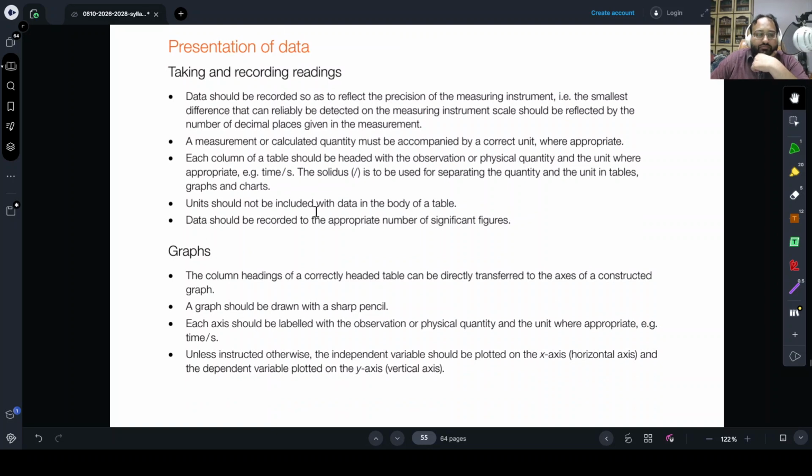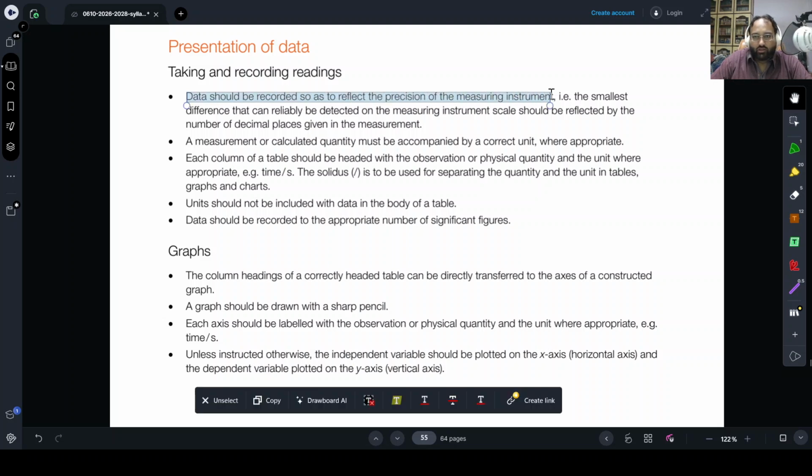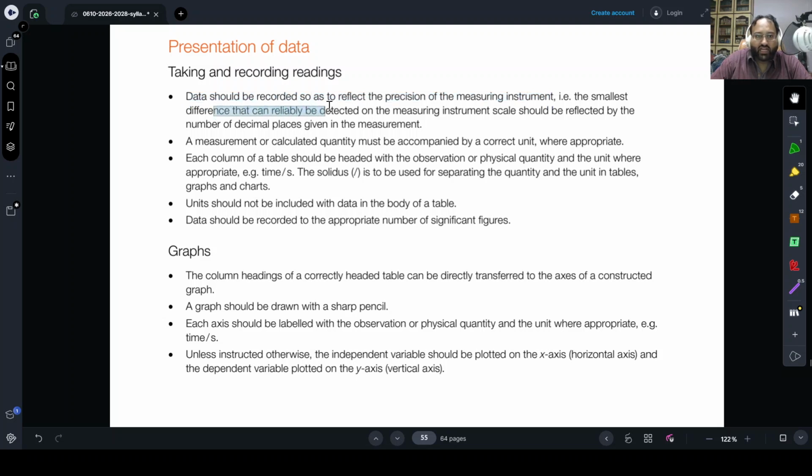So presentation of data, right? Taking and recording readings. So the data should be, this is something that we need to be extra attentive about, right? It's going to come into practice obviously later, but if we just focus on it a bit right now, and we come back to it again later, it won't be new to us at that point. So data should be recorded so as to reflect the precision of the measuring instrument. Right? For example, the smallest difference that can be reliably detected on the measuring instrument scale should be reflected by the number of decimal places given the measure.